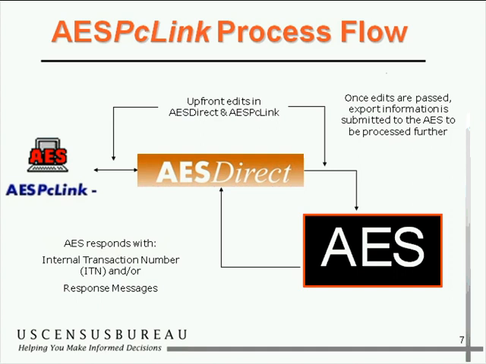Okay, this is just a way to visually show the process flow with PcLink and AES Direct and how it interacts with the AES system. Basically, when the data is first transmitted from AES Direct or AES PcLink, the data will go through a number of upfront edits, and this is done in order to minimize the chances of a rejected shipment. Once AES receives and processes the shipment data, the user will be sent either an ITN number from AES if your shipment has been accepted, or a fatal error message and a rejection statement if the shipment is denied for any reason.